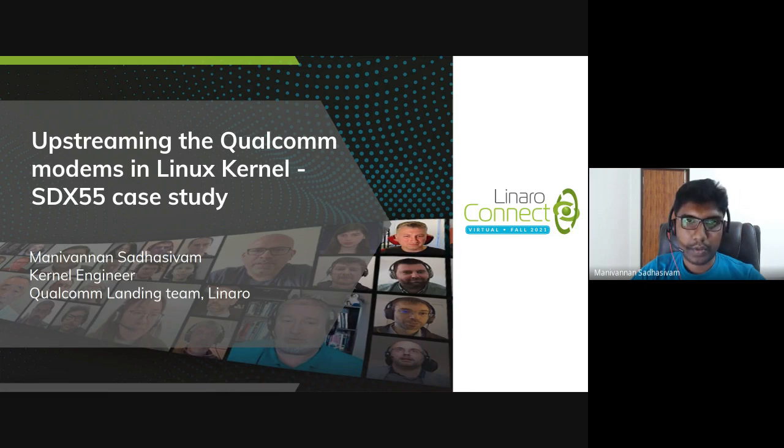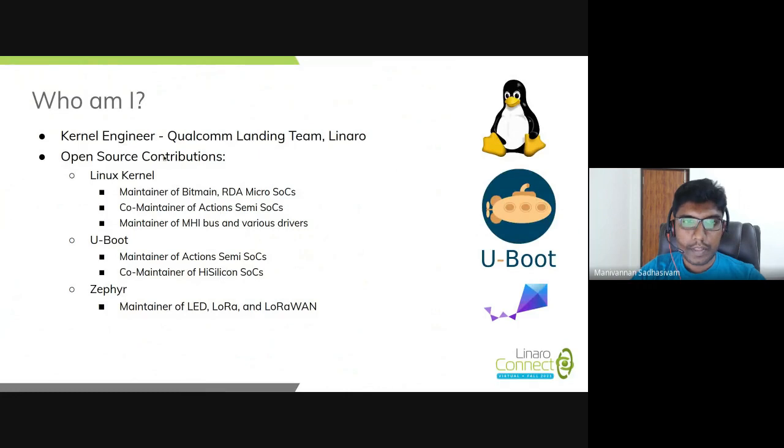Today, I'm going to talk about upstreaming the Qualcomm modems in Linux kernel, SDX55 case study. I'm working as a kernel engineer at the Qualcomm landing team of Linaro. So I contribute to open source projects such as Linux kernel, U-boot, and Zephyr. And I do maintain several components in these open source projects as well.